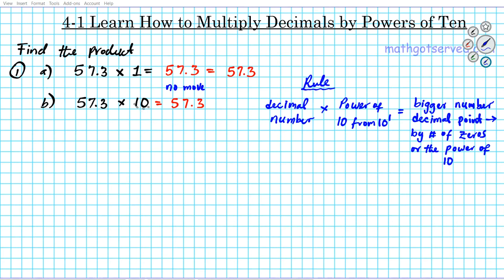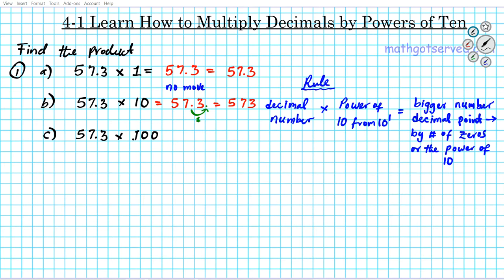Since you're multiplying by 10, which is bigger than 1, your product is going to be bigger, so you're going to move the decimal point to the right by the number of zeros. There's only one zero here, so you're going to move it to the right just one place. Okay, one place to the right, and your final answer is going to be 573. There you go. All right, let's try another example. A C part. What if you're multiplying 57.3 by 100?